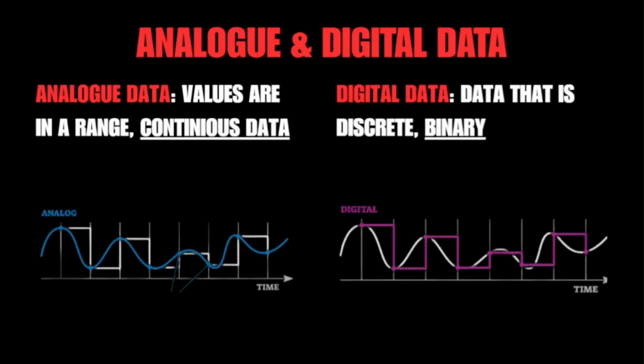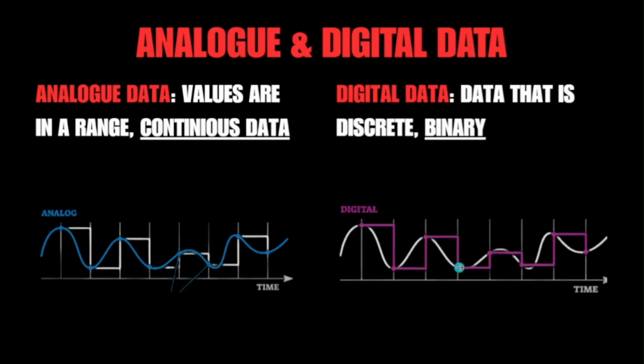Now moving on to the analog and the digital data. Now we have two types of data. We have the analog and the digital data. Analog data is basically data that contains values which are in a range, and the keyword here is that it's continuous data, right? We can see in the image below it's continuously varying. They are not fixed values, alright? And then we have the digital data that is discrete, or the keyword binary, right? The data can either be a 1 or a 0, right?